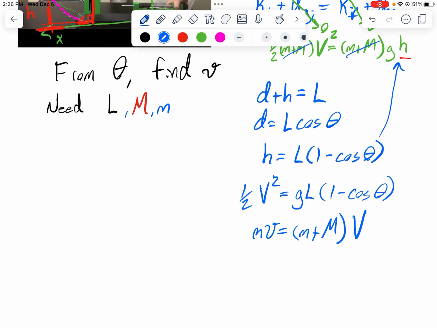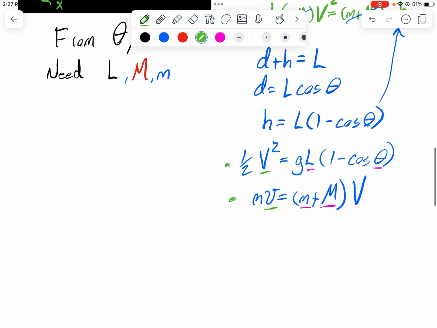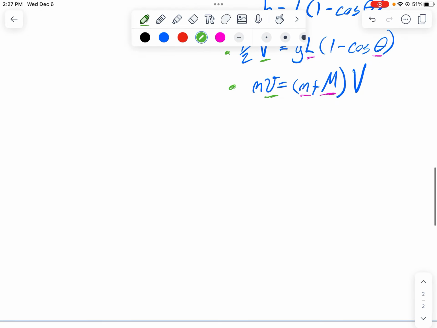So now our remaining unknowns: we'll measure theta, we'll measure L, we'll measure m and big M, and so only little v and big V are unknown. We've got two equations and two unknowns. I'm not going to finish the last step. You can look that up anywhere.